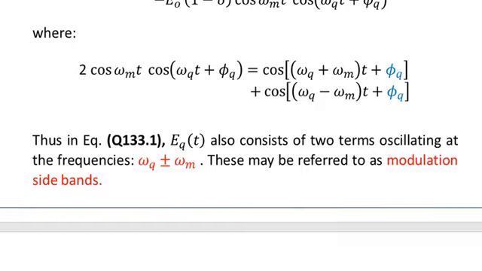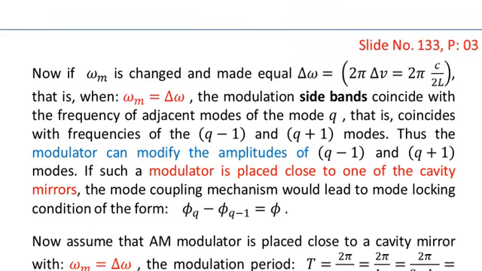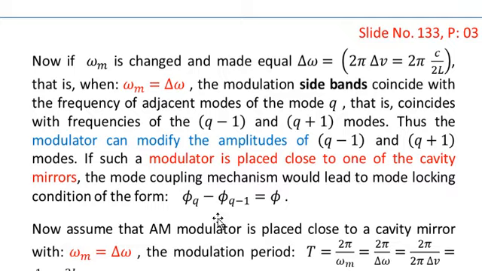So you see that that is a phase that you will introduce with the modulator. Since our modulator sidebands also coincide with the q minus 1 and q plus 1 modes of the laser cavity, it means that you can set their phases by setting the phase of the modulator, as I described there. You can introduce phi alpha or minus phi alpha, whatever you want.